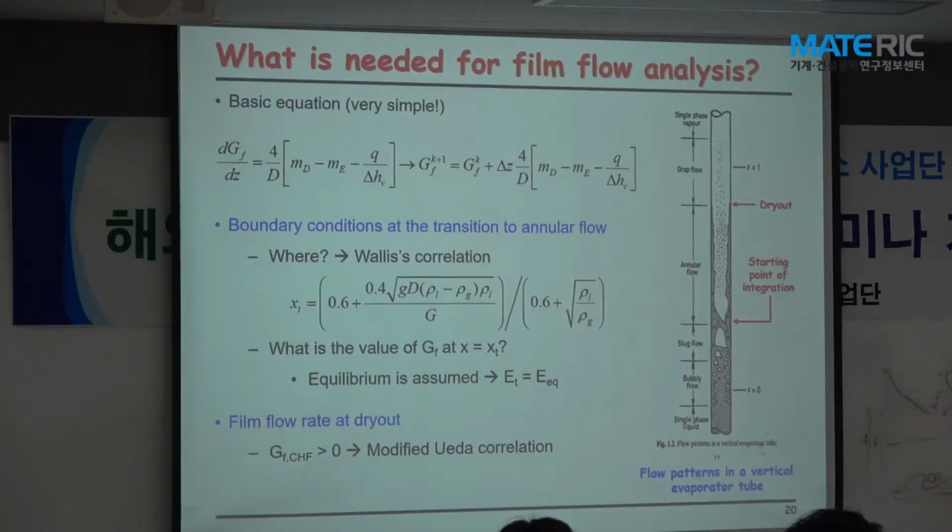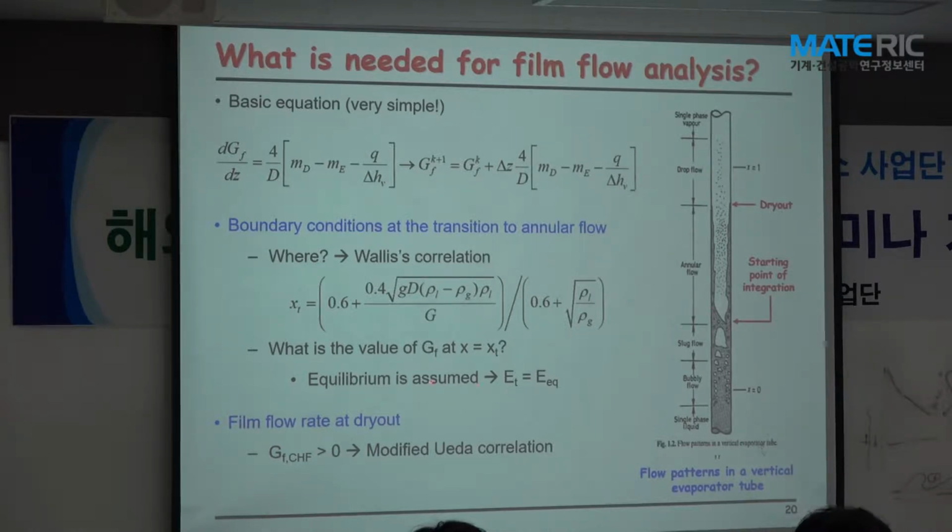And in my case, first, when the flow regime goes to annular flow, I use the Wallis correlation. And this is reasonably okay, I think. The difficult point is how much liquid is in the liquid film.